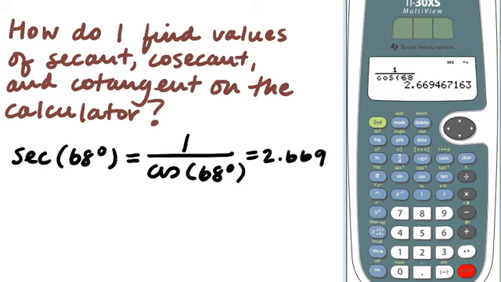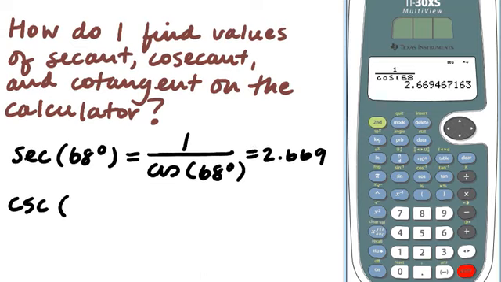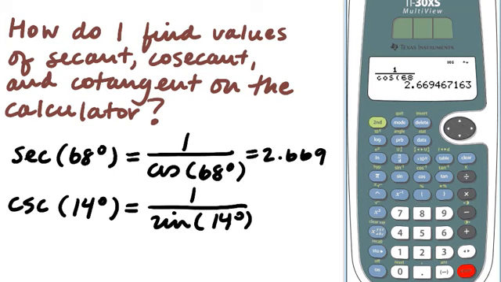I asked you for cosecant of 14 degrees. Okay, well, that would be 1 over the sine of 14 degrees. And again, that's something that we can do on the calculator. We're going to set up a fraction bar. I recommend using the fraction bar every time. Okay, over sine of 14 degrees, and that's 4.134.